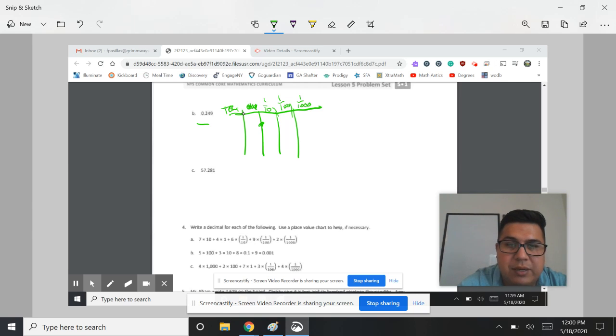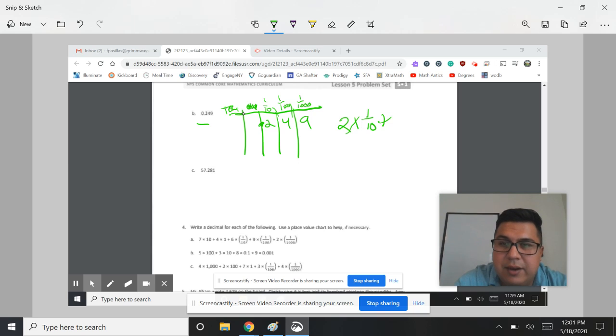We know we have 0.249. Do we have any whole numbers? No, we don't, right? So 2, 4, and 9. If we were to put this in expanded form, we have to start breaking it apart. We have no ones, so there's nothing we have to do with that. But we do have 2 tenths, right? So to get 2 tenths, we go 2 times 1/10.